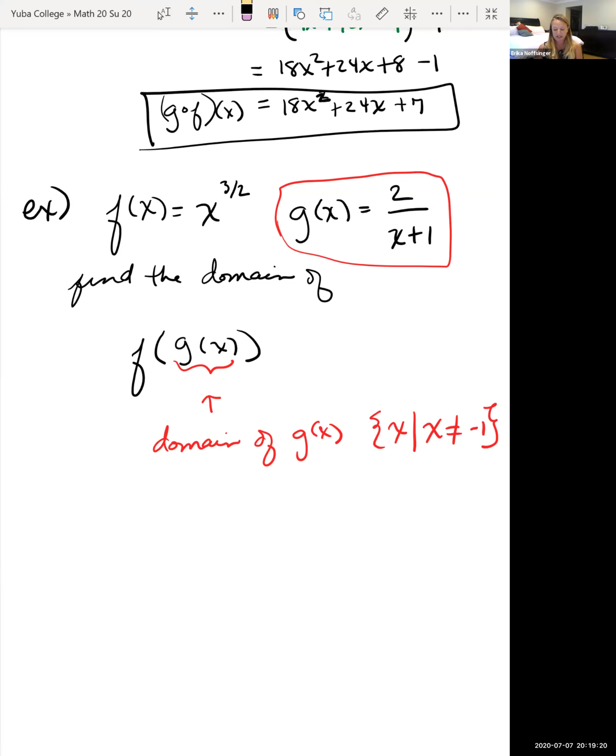Okay, so we can plug any number in and we'll be fine for g of x. Now let's look at f of x. So the domain of f of x.